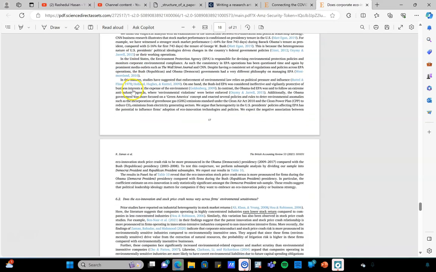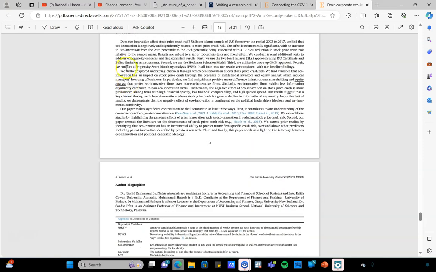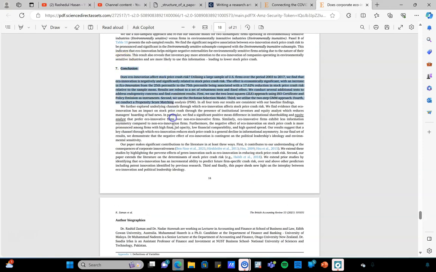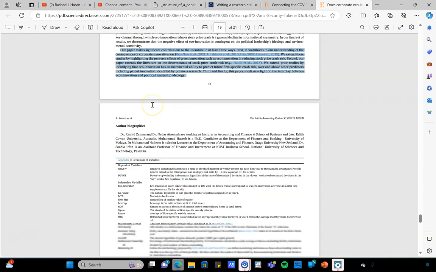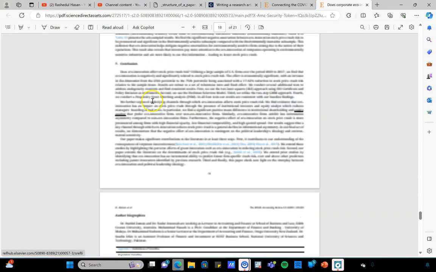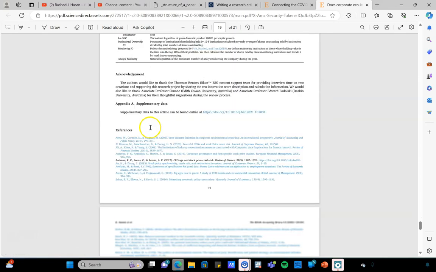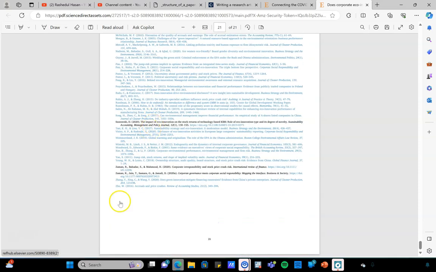I believe there are so many tests. After all these tests, you have the conclusion here. You can see the contributions are here. Sometimes it is here, sometimes in the introduction. Then you have the list of variables and their definitions, references, done.